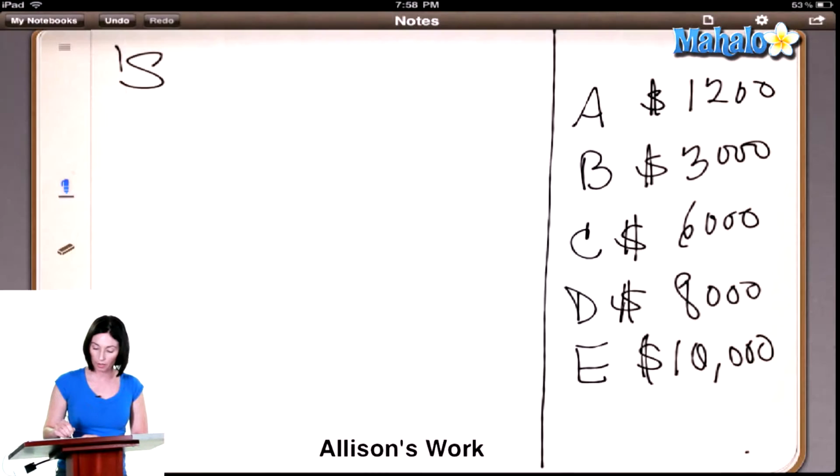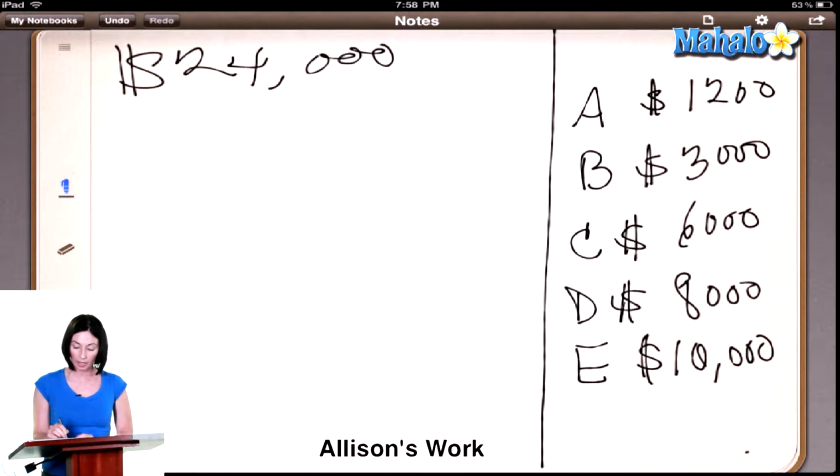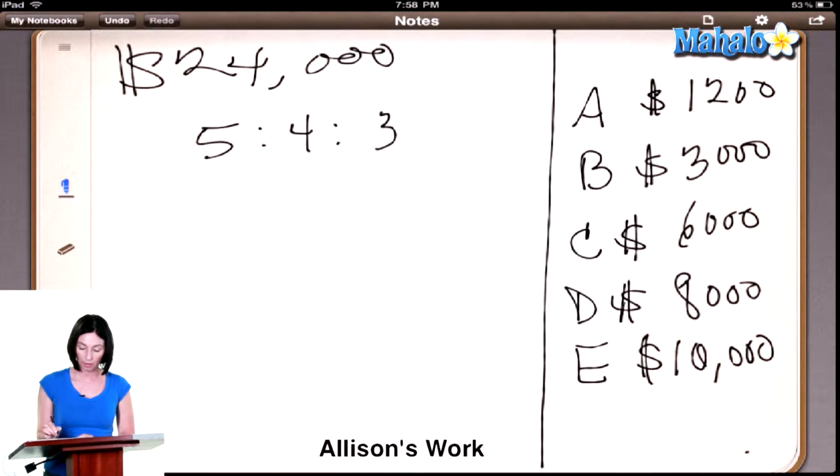Okay, so what do we know? Let's just start there. There's $24,000 total, exactly. And it's being divided between 3, in a ratio of 5 to 4 to 3. Now, the 5 to 4 to 3, does that make a percentage or a part? Parts, exactly. Okay, right.